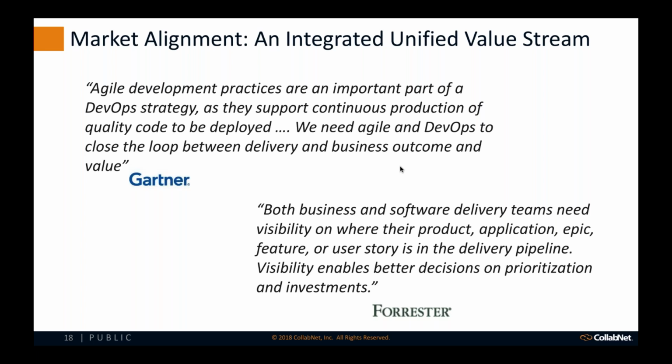And that's really the key, right? And what Gartner's saying is you need the Agile and the DevOps to close that loop between delivery and business outcome. And so we've been working, and we have that capability and that messaging, that unified value stream messaging. So that's what's been working very well for us in the market.